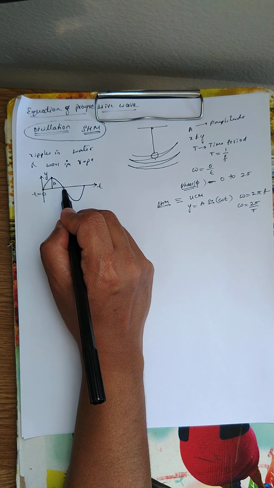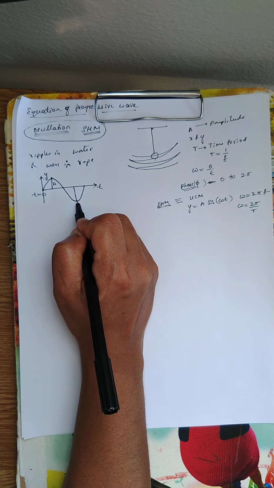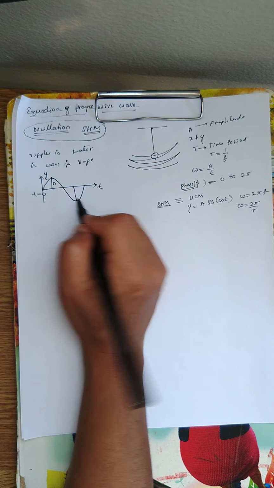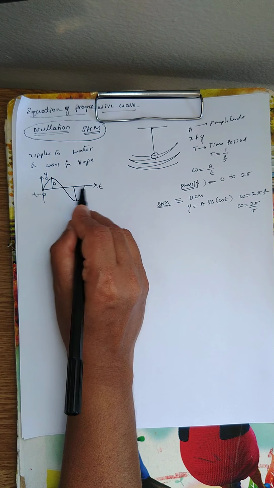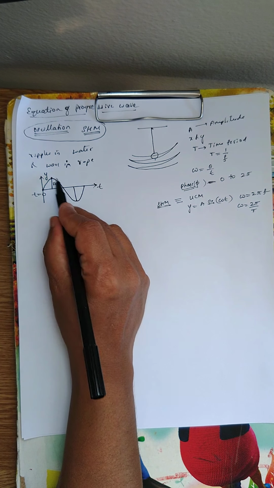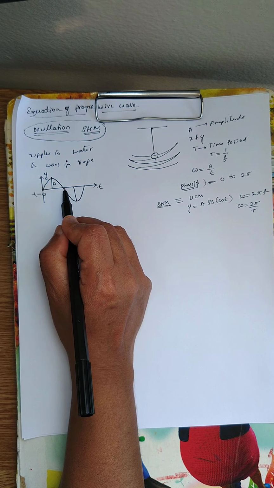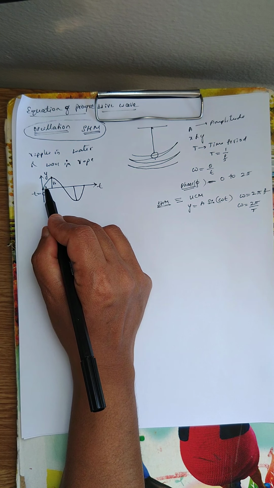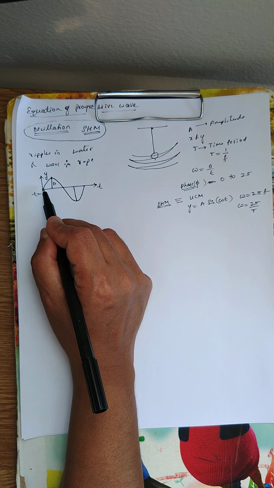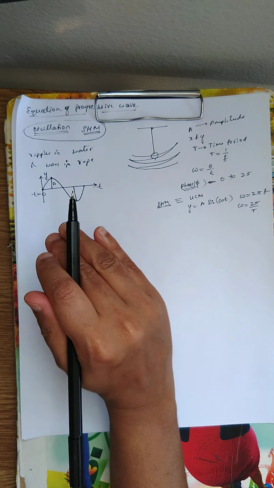Then it comes back to its mean position, goes to another extreme, amplitude on the other side, and again comes back to mean position. So this is equivalent to one complete oscillation. This is called one complete oscillation. So remember, this is only the displacement of the particle with respect to time. Okay, this is not the particle is moving. Particle is in its place. It's only going above the water level.